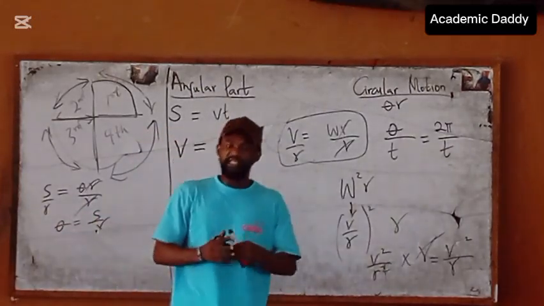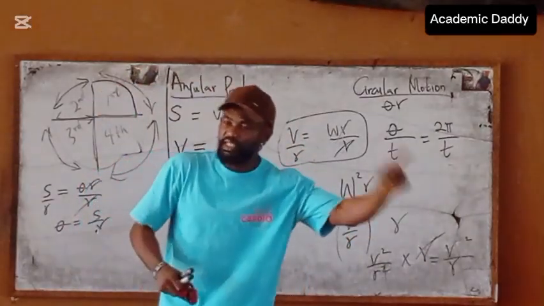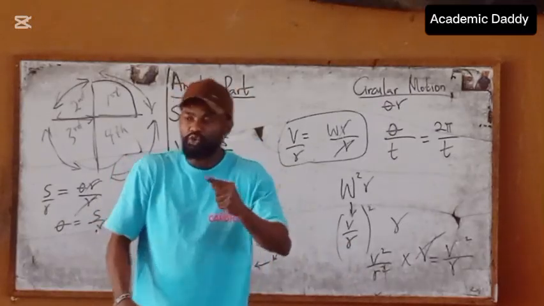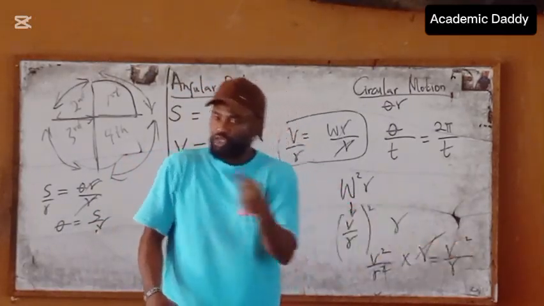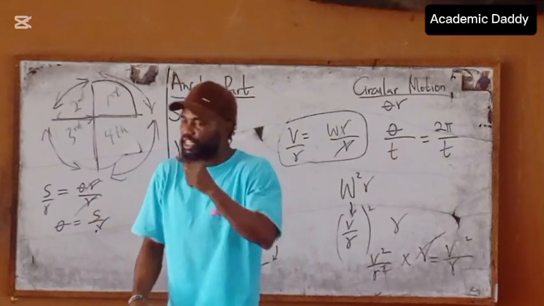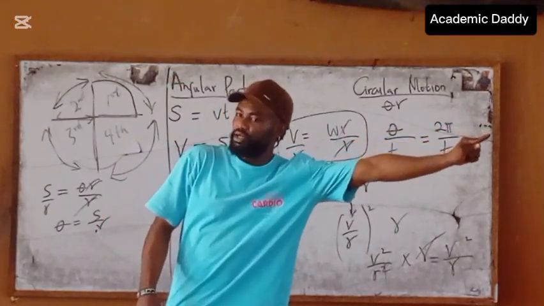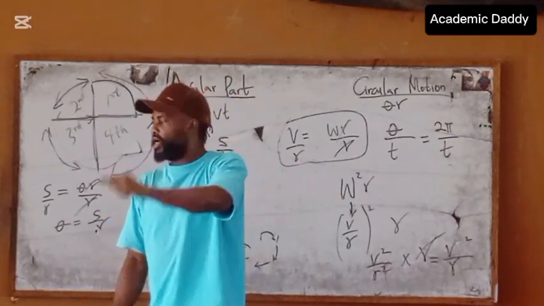Please remember I said, when we got the linear part of this circular motion, we used kinematics to compare it. Now, when we are trying to get the angular part, we are using the equations we have for the linear part of that circular motion to get this one. So they are related. We can't jump from here and go back to kinematics. From kinematics, we get the linear part. But from the linear part, we are able to get the angular part.